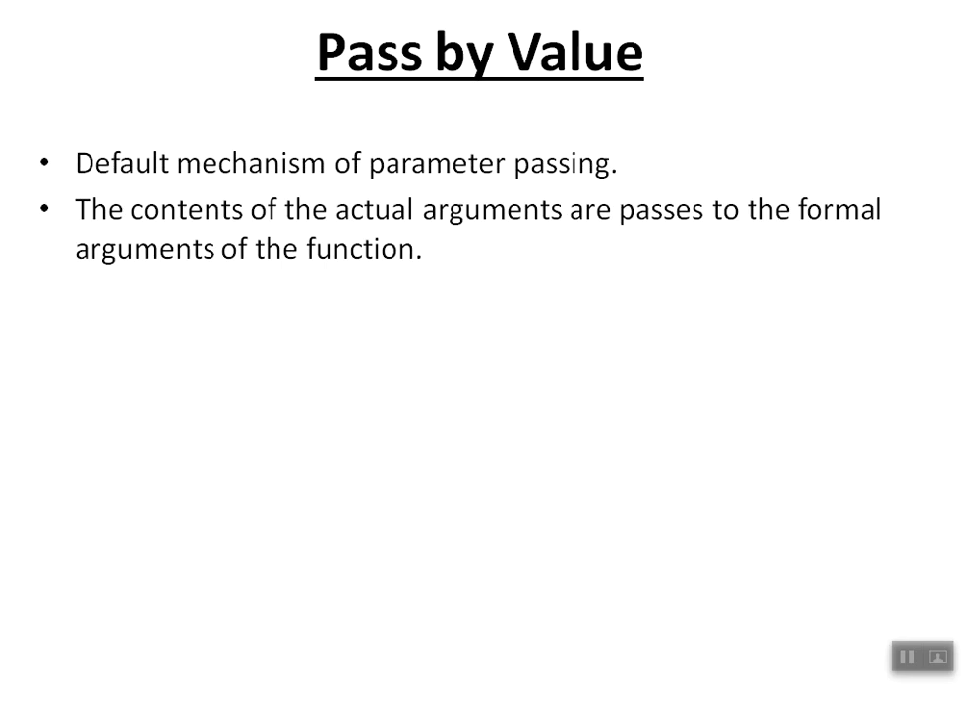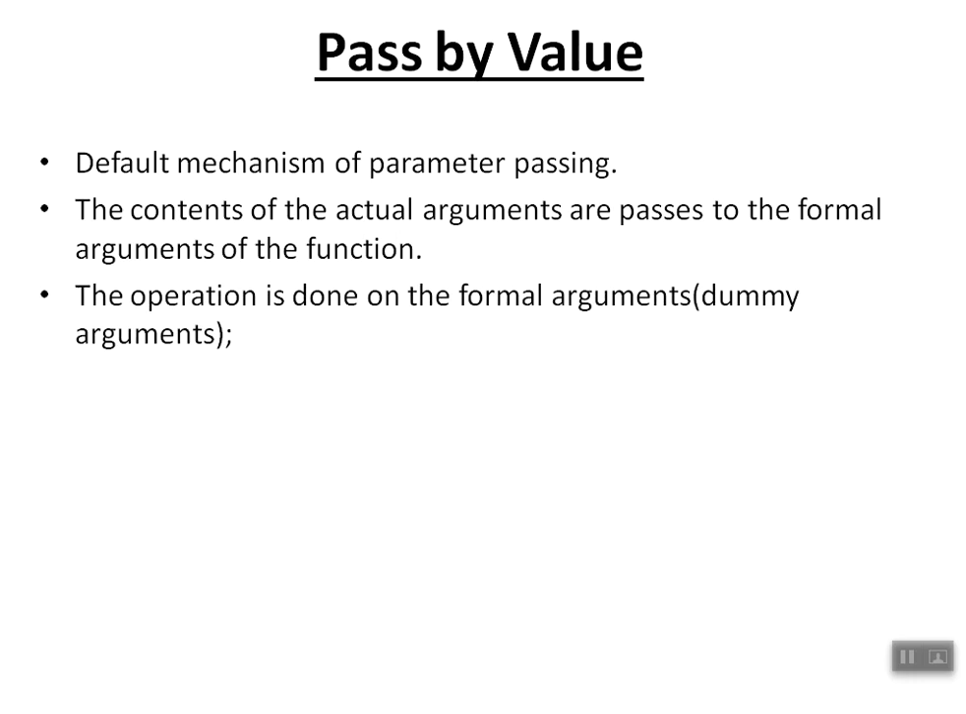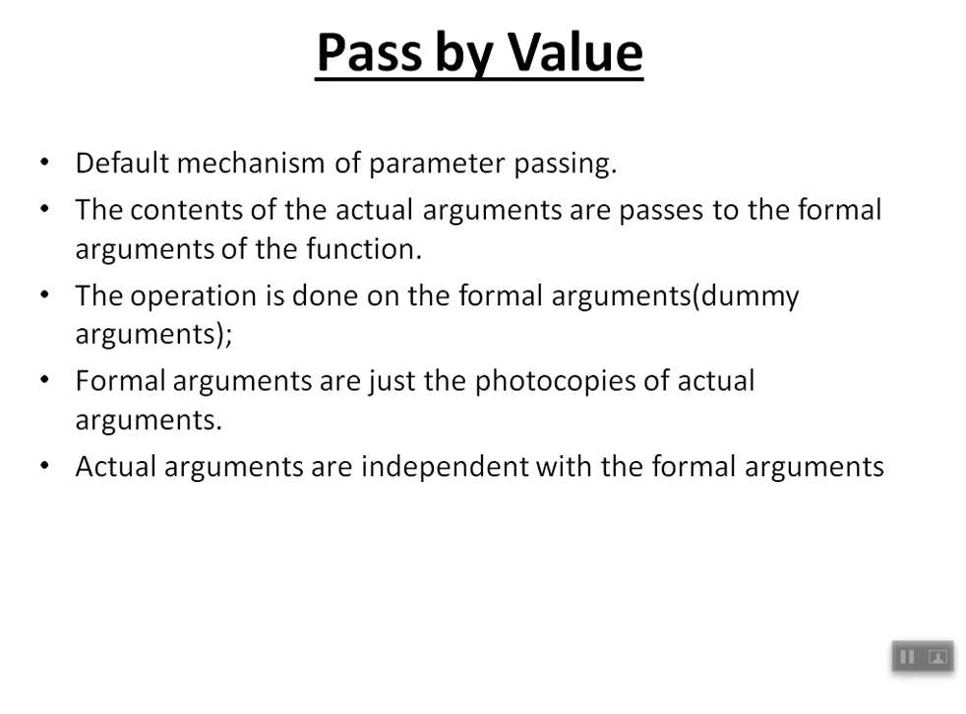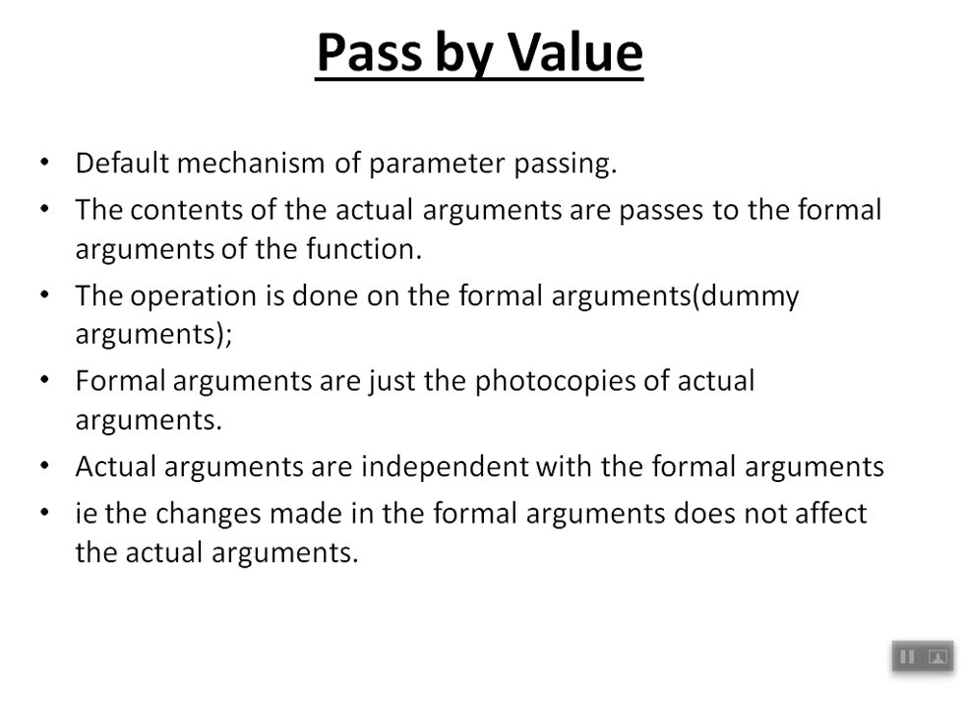In that, what is happening is we are going to copy the content from actual arguments into formal arguments. And formal arguments, you know that these are dummy arguments, right? So formal arguments are photocopies of actual arguments, because you are going to copy the content from actual arguments into a formal argument. After that, there is no relationship between actual and formal. All the operations you are going to do only with formal arguments alone. So we are going to say that actual arguments are independent of formal arguments. What is that independent? I'll tell you with an example.